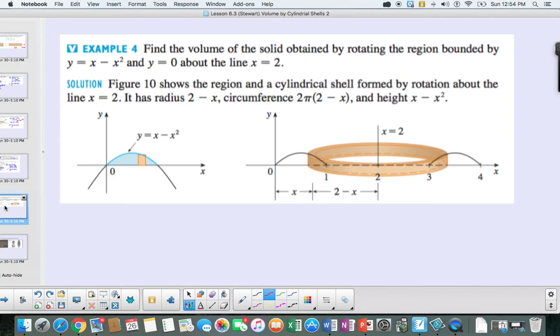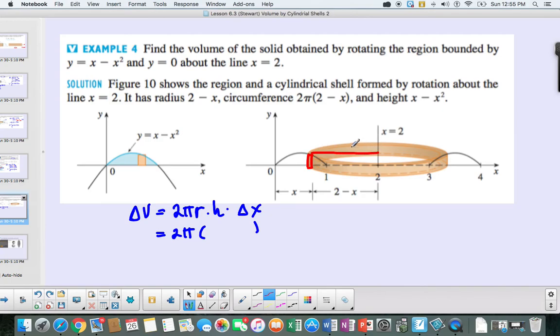Okay, last problem. Let's take a look at something where shells are the only alternative that we have here, and also something being revolved around something other than the x or y axis. So here's our little rectangle representation, and we're going to make our shell there. So delta V will be equal to circumference times height times thickness. Our thickness is delta x. Now what's difficult is our radius. So let's go ahead and take a look at our radius.